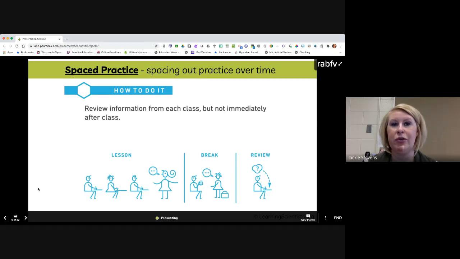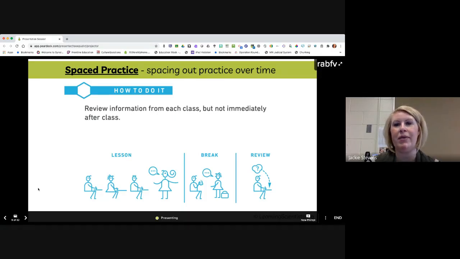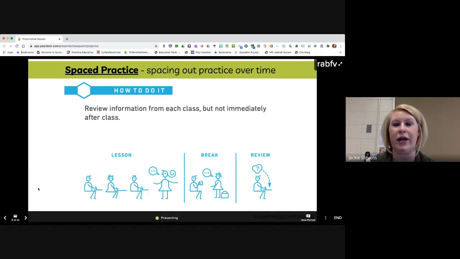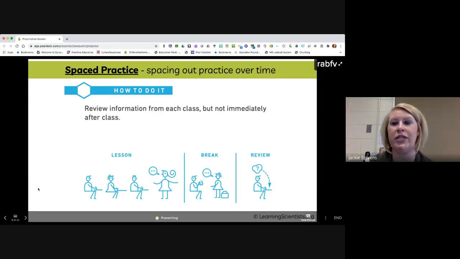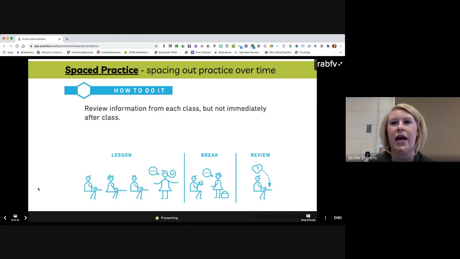One idea is to review information from each class after school. Again, this would be a student strategy, or if you teach an advisory or a study hall or something like that, but don't have them look at it immediately after class. They have the lesson, and then they have some sort of break, and then they review the information after that. But that's something you could even do in your classes as well, where you have them take a little mental break and then review a little bit later. You review it a little bit the next day. You review a little bit the day after that.